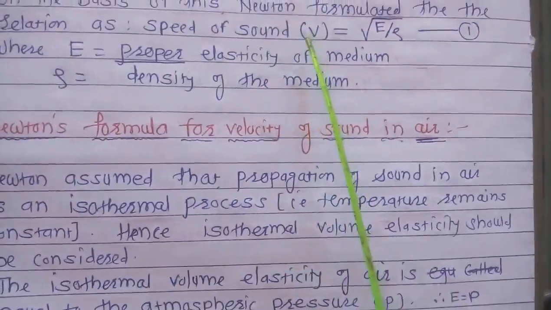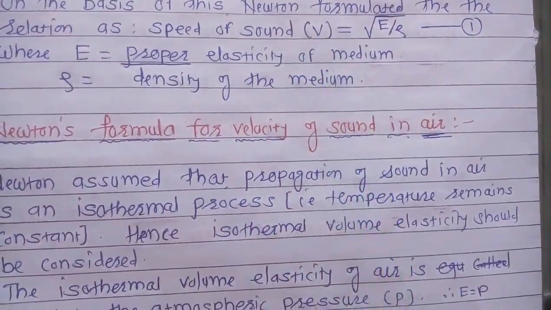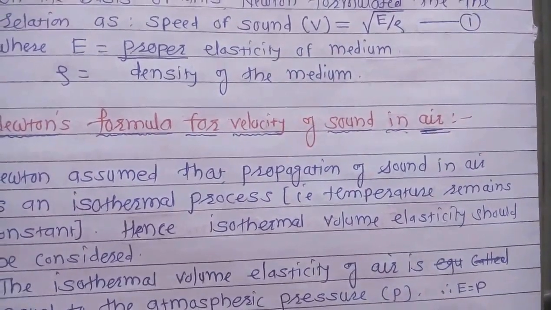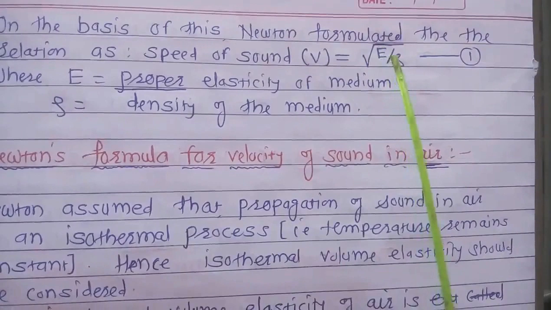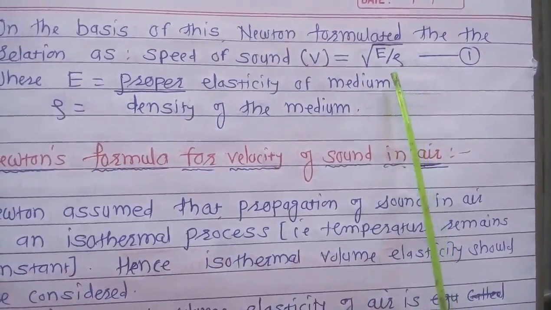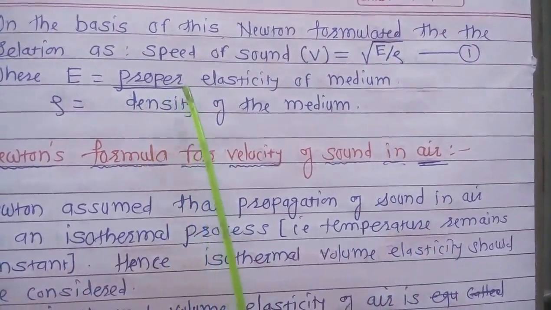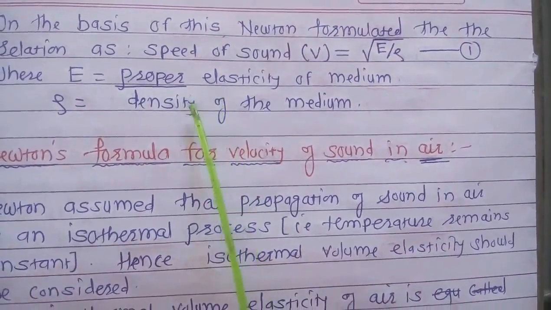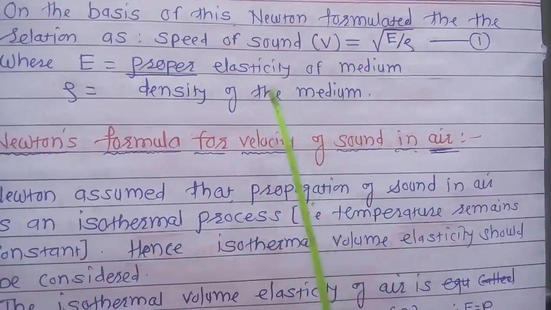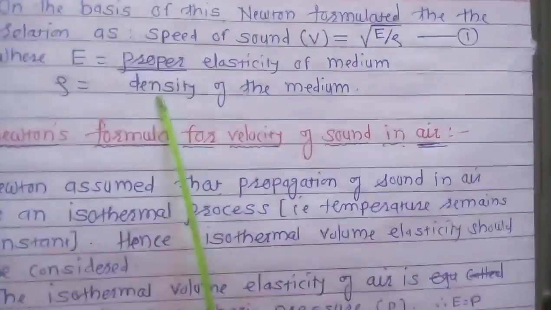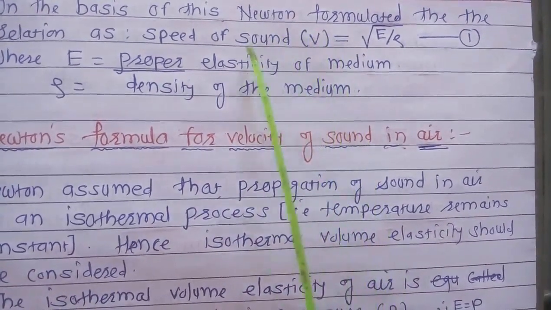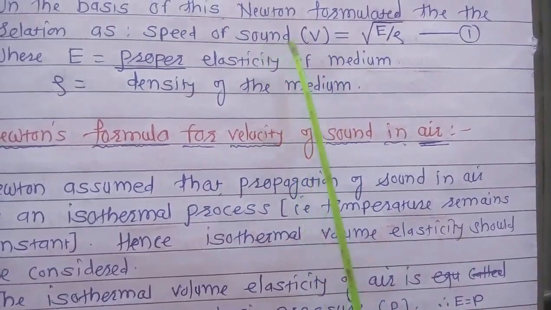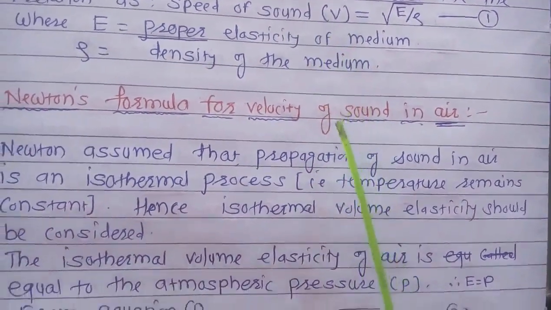Proper means, if the medium is solid, then we must consider the elasticity related with change in length, that is Young's modulus. And if the medium is either liquid or gas, then we must consider the elasticity related with change in volume, that is volume elasticity. And here density rho is the density of the medium. So this is the general formula for speed of sound given by Newton.